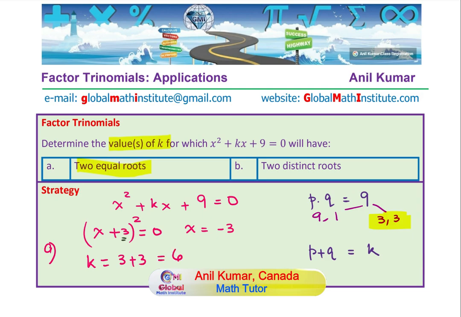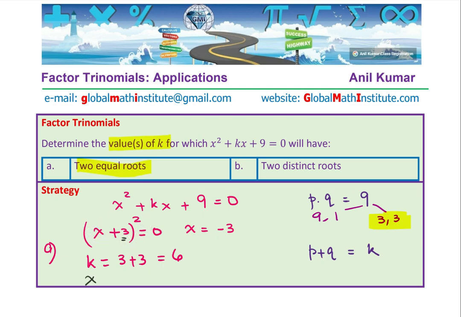So you can see that when you expand this also, what do you get? You get x squared plus 2ab, which is 6x, plus 9 equals 0. And then also you can say k by comparison is 6. So there are many different ways in which you can come to this conclusion, what the value of k is. However, the most efficient is to use product and sum as we did just now, right?